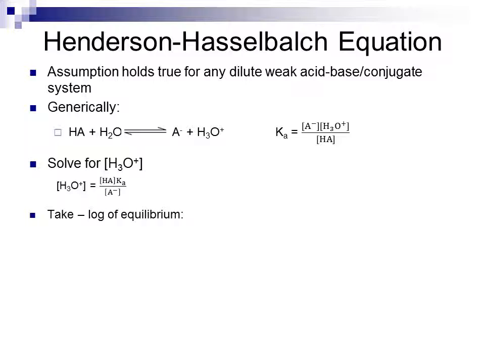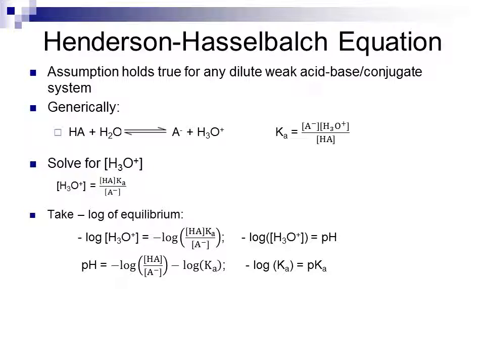If I take the negative log of the entire equilibrium expression, we'll get the negative log of hydronium equals the negative log of the HA times Ka over A minus. Now we know that negative log of hydronium is pH, so we can substitute that back in so that pH equals negative log of HA over A minus. Any sort of multiplication process in a log can be separated out as an addition. So I can take the negative log of HA over A minus and add that to the negative log of Ka. Because I'm adding a negative, it just becomes a minus, so we get negative log of HA over A minus minus the log of Ka.